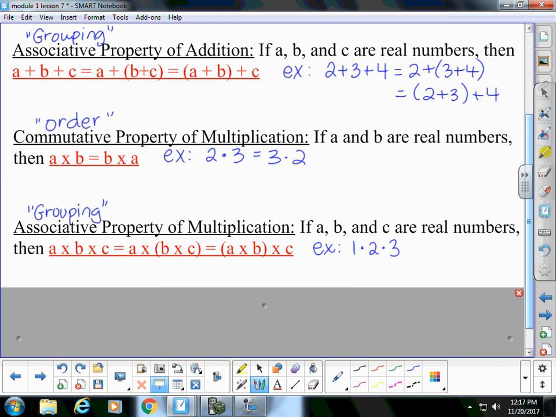It doesn't matter if I multiply the 2 and the 3 first. This one would say multiply 2 and 3 first because 2 and 3 are in parentheses. So that would be 6 times 1. That's still 6. Or it wouldn't matter if I multiply the 1 and the 2 first. That's 2. And then multiply it by the 3, which would make it 6. No matter what, the answer is still going to be 6.